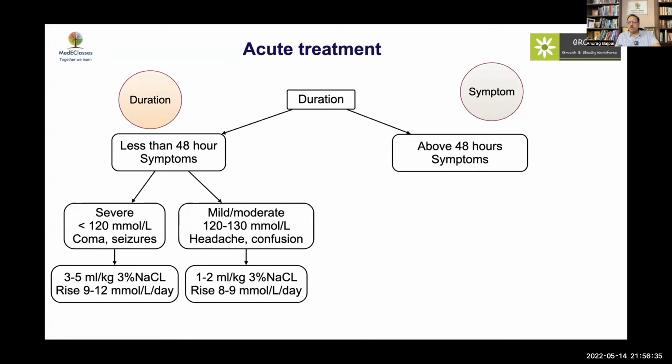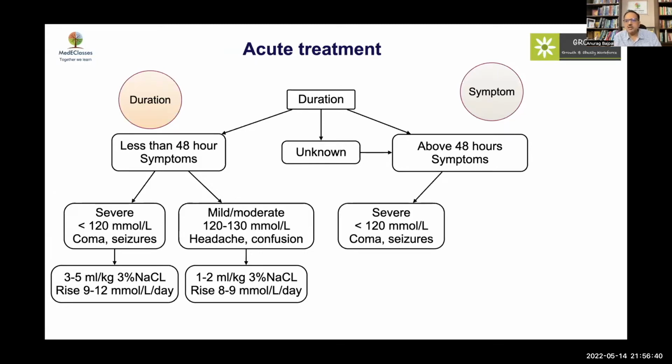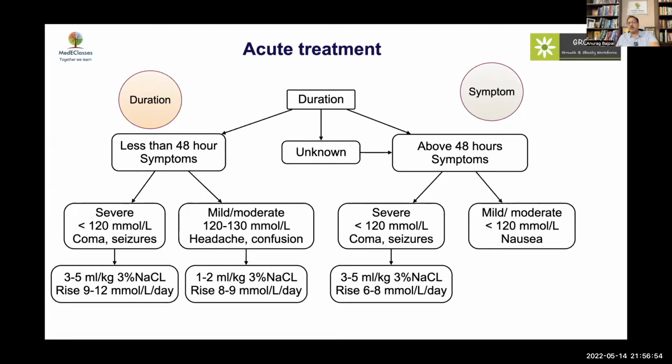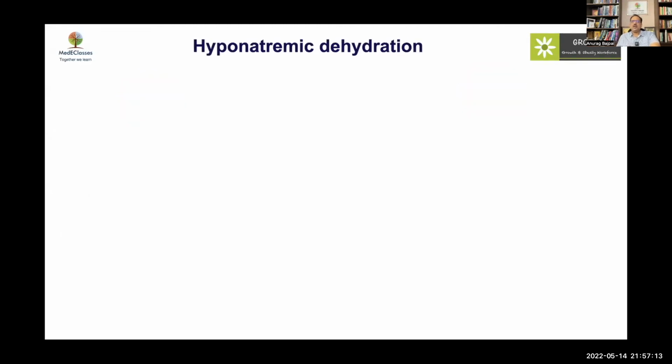If your duration is more than 48 hours or it is unknown, then you assume it to be chronic. Still, if you have severe symptoms like severe hyponatremia, coma and seizures, you will correct it using 3% saline, but the rise will be lower, 6 to 8 millimoles per liter per day. If it's mild to moderate, you have nausea and other features, don't give 3% saline; you correct and rise it by 6 to 8 millimoles per liter per day. So very importantly, acute severe, acute moderate, give some 3% saline, but the rise has to be slow. Chronic, the rise has to be absolutely low.